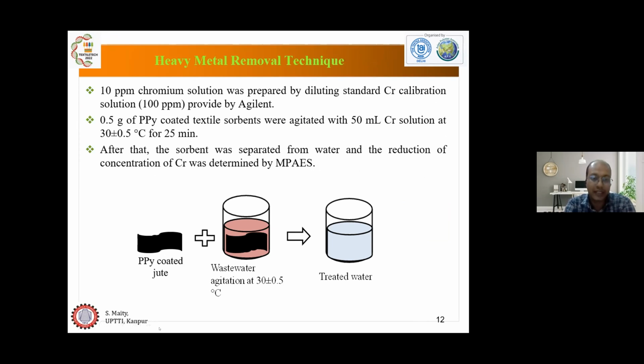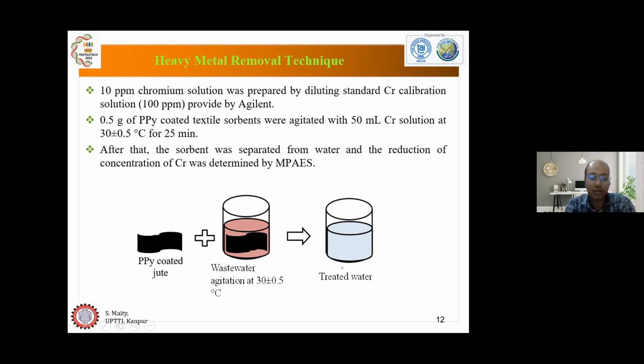Here in this slide, you can see the polypyrrole coated jute fabric that has been dipped inside wastewater. This wastewater you can prepare in your laboratory by using some standard calibration solution. A 10 ppm chromium solution has been prepared, and that calibration solution has been provided by Agilent company. So in this solution, chromium is there in a concentration of 10 ppm. After agitation at room temperature for some time, the clean treated water can be observed.